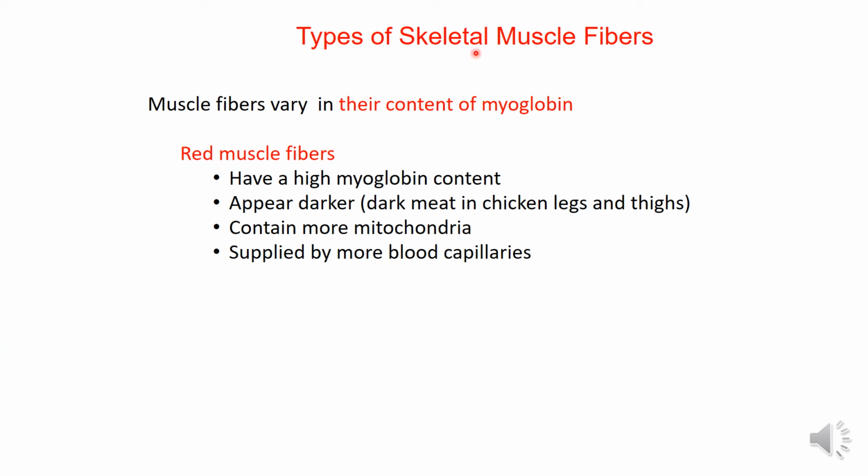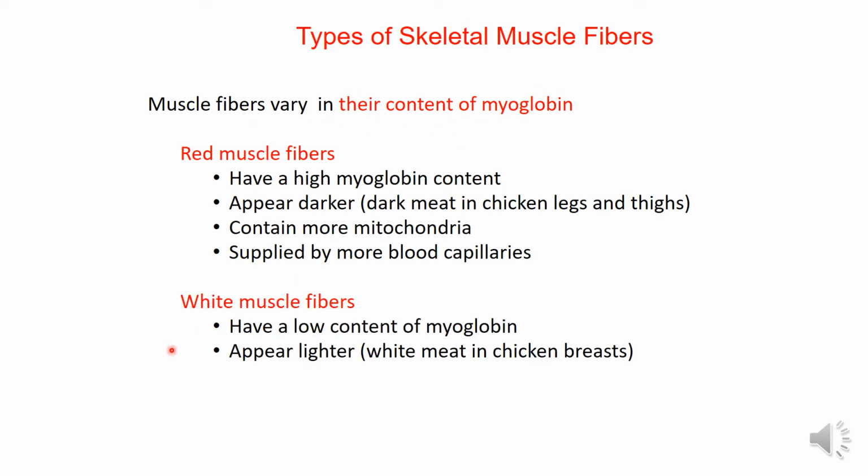So, types of skeletal muscle fibers. Muscle fibers vary in their content of myoglobin, the oxygen store, the protein that can bind oxygen inside the muscle. We have red muscle fibers and white muscle fibers. Red muscle fibers have a high myoglobin content, appear darker, contain more mitochondria, and are supplied by more blood capillaries.